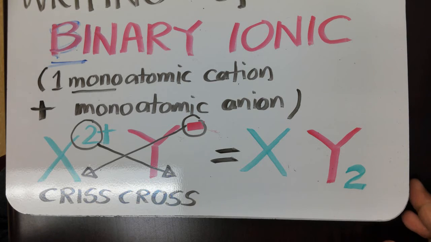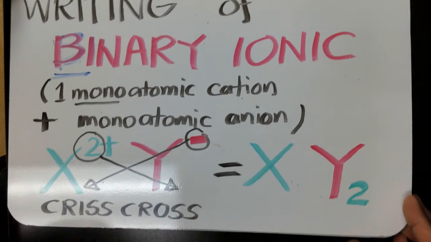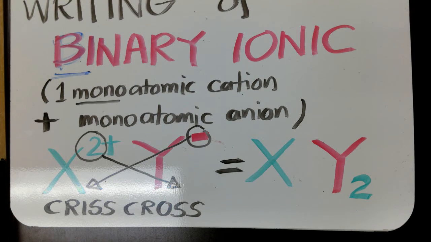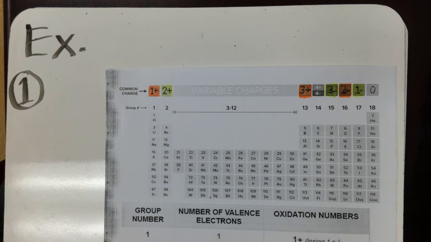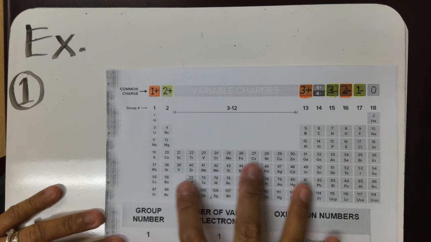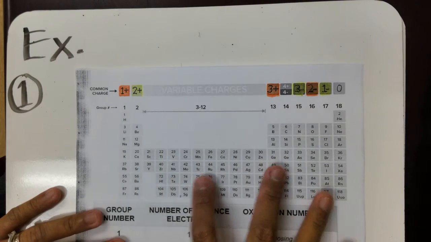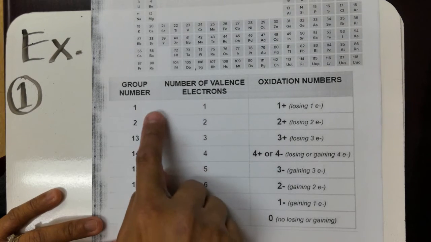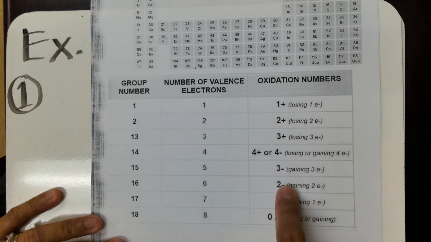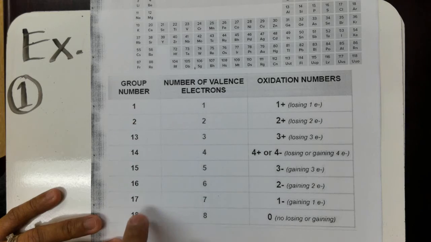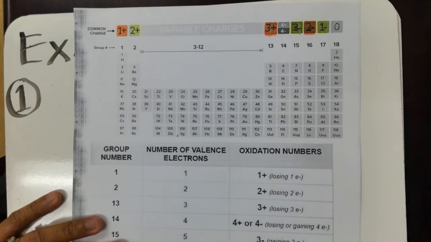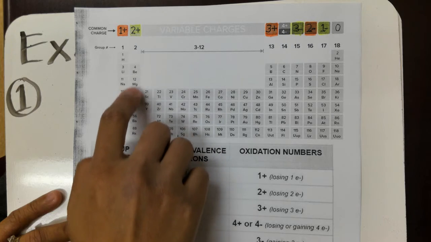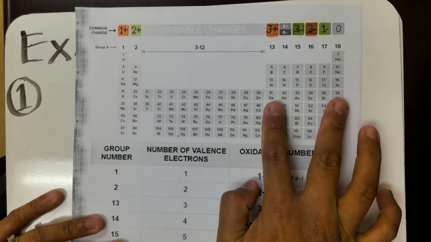Now I'll put this in context. I hope that you have written this down in your notebook. Okay, so let's have examples of real elements this time. When we have real elements, let's go back to our periodic table chart. Remember that I let you copy this chart before? That will give us the charges, the oxidation numbers per group number of the representative elements. Representative meaning the first 2 columns here and the last 6 columns here.